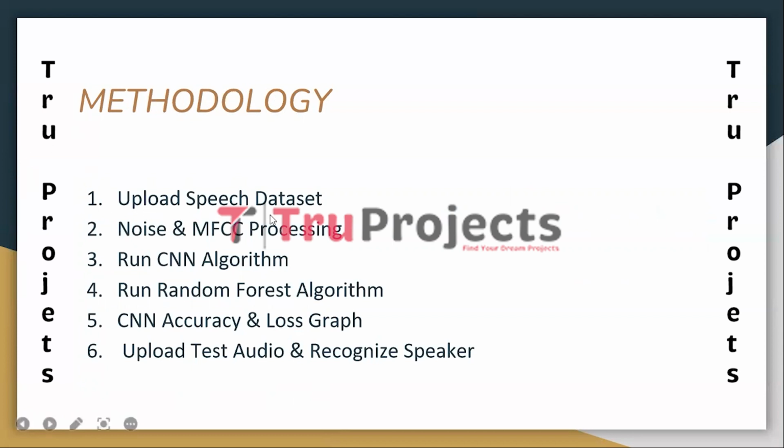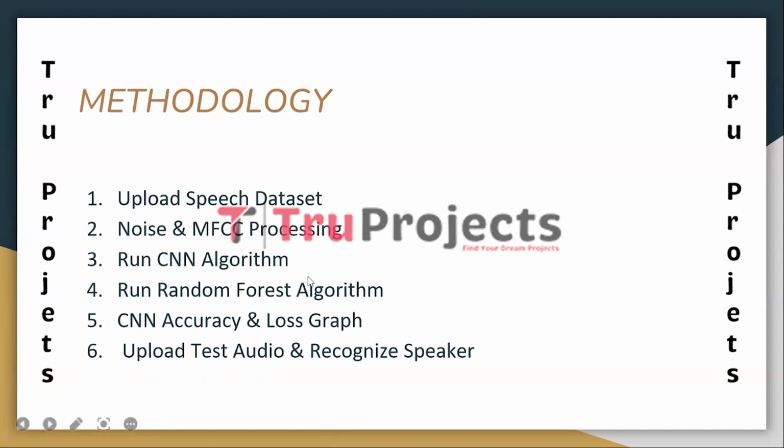The first one is upload speech dataset. In this module, the task is to upload the speech recordings of 5 different persons to the application. The dataset will serve as the input for further processing and training. And the second one is noise and MFCC processing. This module focuses on pre-processing the speech recordings. First, noise reduction techniques are applied to remove unwanted noise from the audio. Then, the Mel frequency cepstral coefficient algorithm is employed to extract the relevant features. These features will be utilized for training both the CNN and random forest algorithms.